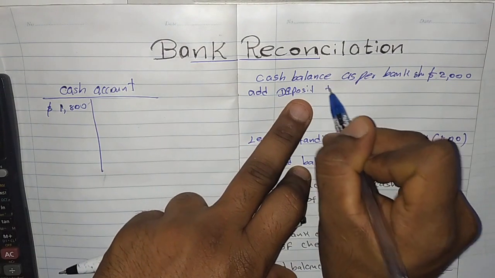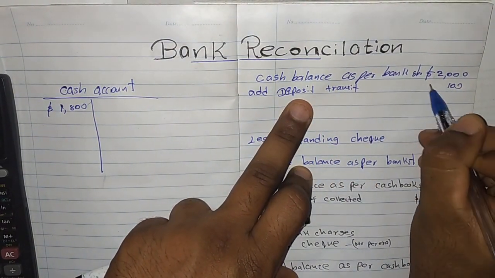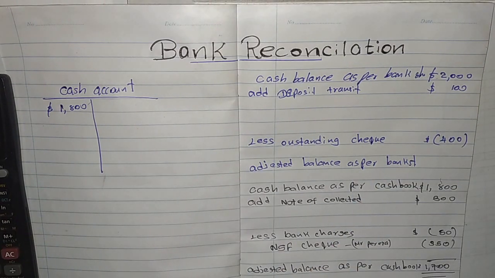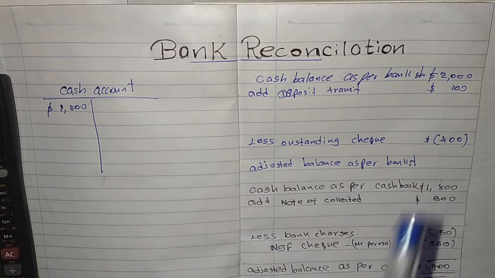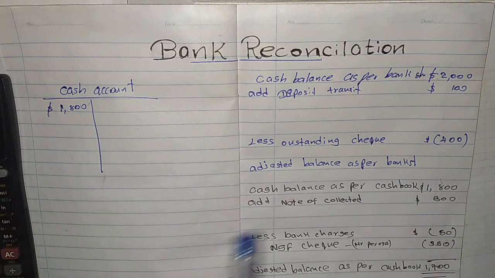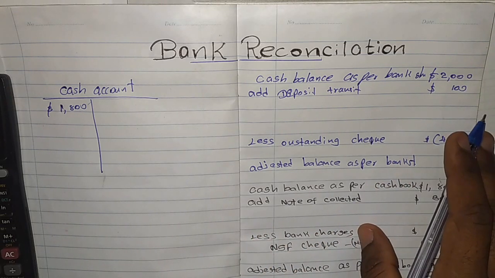Deposit in transit, $100. It's a deposit we made, and that deposit may have been made after 3 o'clock on a business day. That deposit will not show up until the following business day. So as of the date of the bank statement, the bank is not showing it in this number, and that was $100.